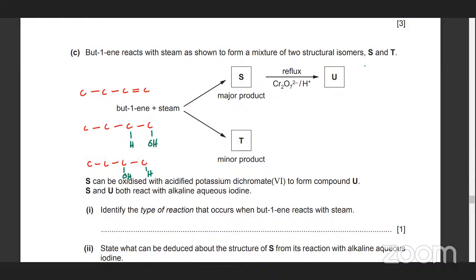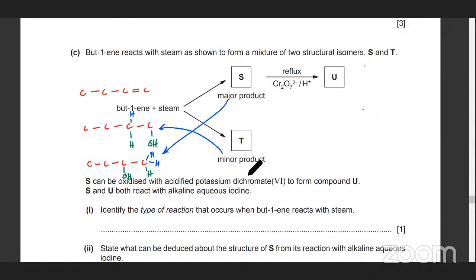Out of the two, according to Markovnikov's rule, it's going to be the bottom one. Okay, because the H likes to bond with that carbon atom that's already bonded to more H's. Okay, this carbon over here was bonded to just one H. So the H likes to bond with the carbon atom in the double bond over here, which is already bonded to more hydrogens. So the major product is the bottom one. So this is your major product, and this is your minor product.